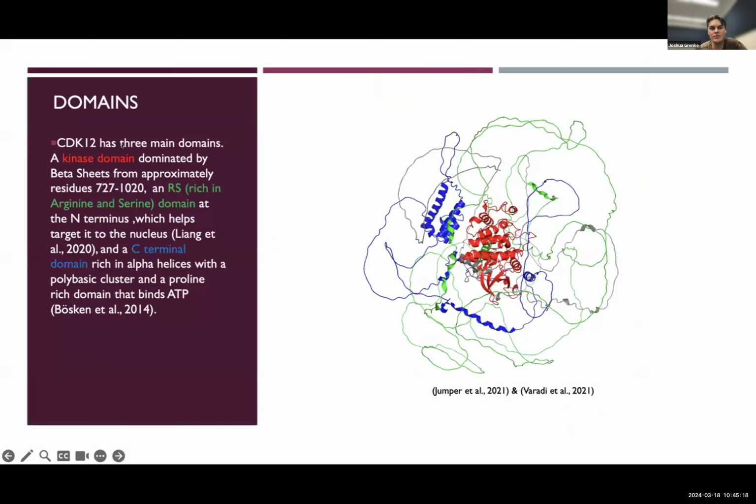As far as its domains go, it has 3 main domains. Kinase domain from residues 727 to 1020, indicated in red here. An RS, rich in arginine and serine domain at the N terminus, which has been hypothesized to help target it to the nucleus. And a C-terminal domain rich in alpha helices and a polybasic cluster that binds ATP.